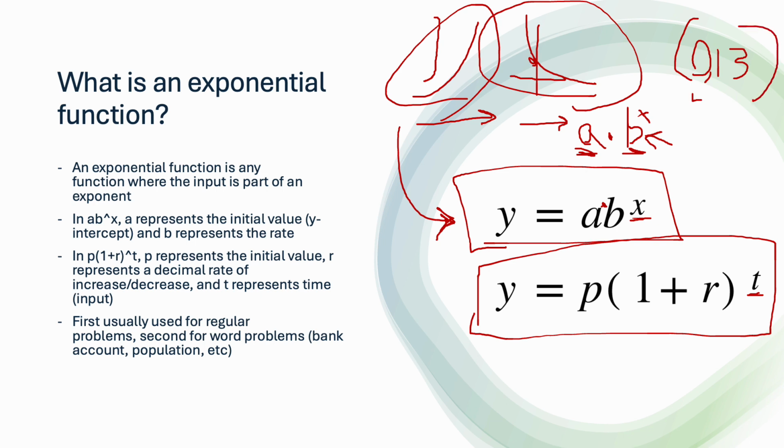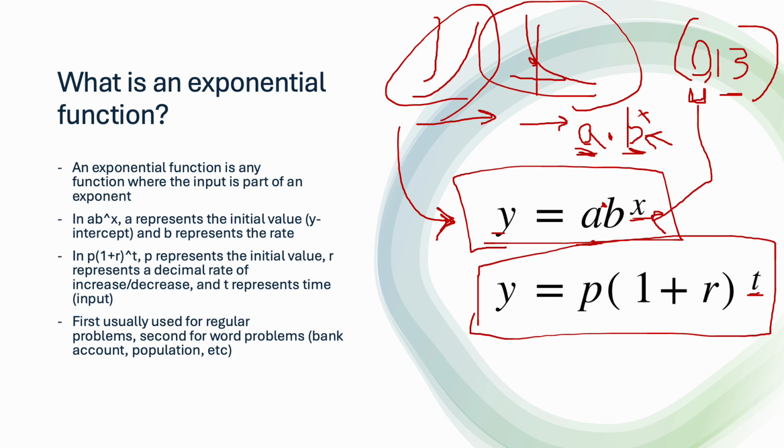Well, remember, for the y-intercept, the x has to be 0. And if the x is 0, then we're taking b to the 0th power, and anything to the 0th power is 1. So if we plug in 0 for x, b to the 0th power is 1, and so y is equal to a times 1, which is a. Whatever the y-intercept value is, that's going to be the a.